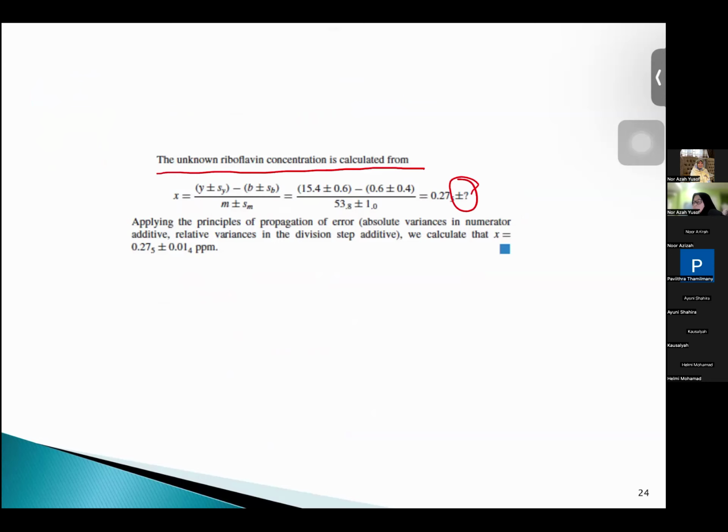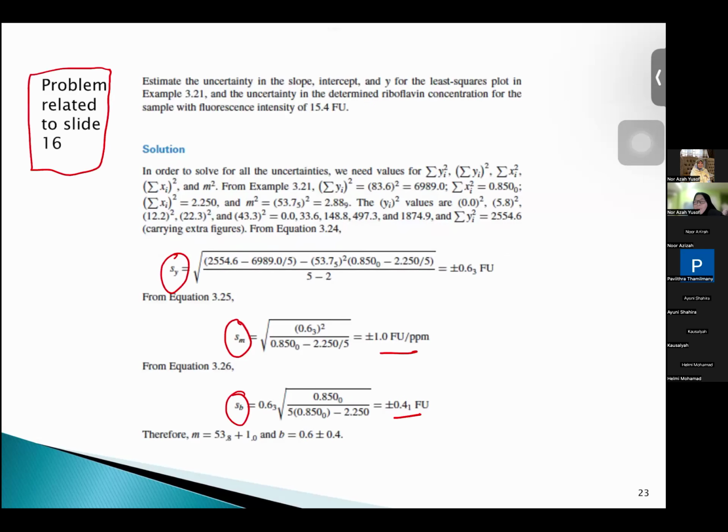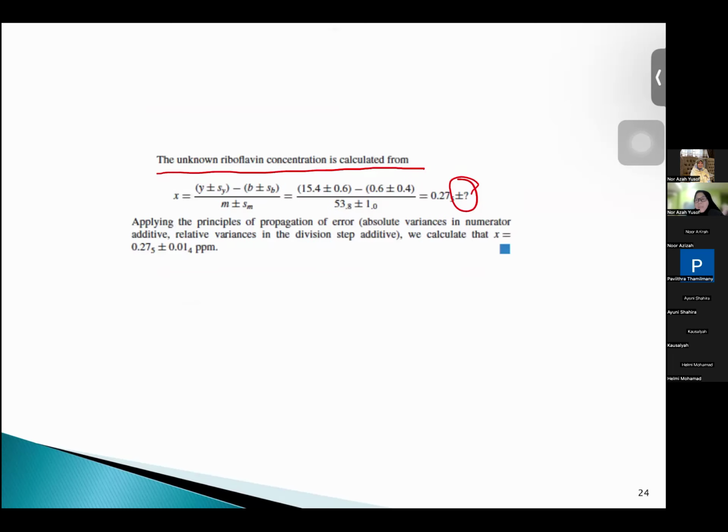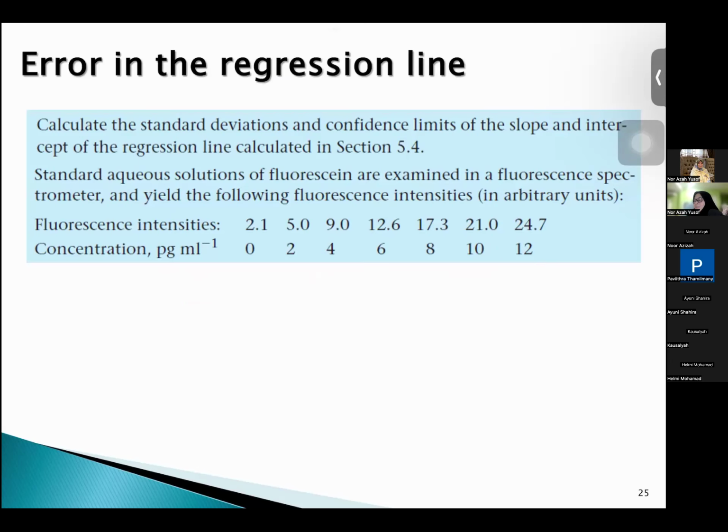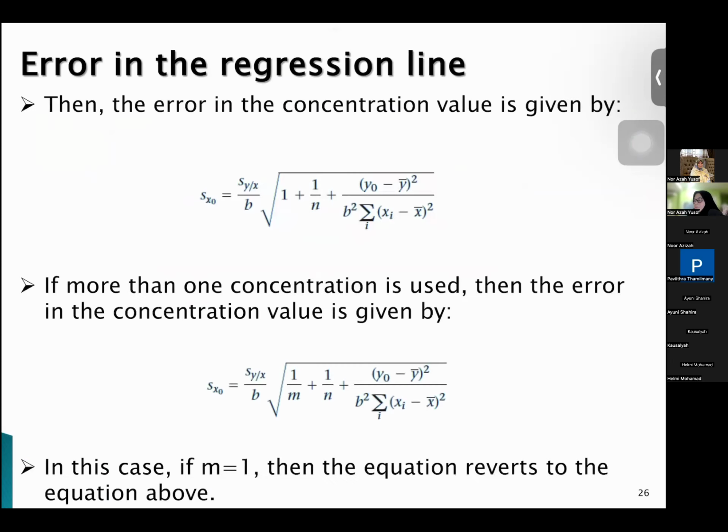It's a bit complicated because we didn't discuss the propagation of error. If we are to use a very detailed one, then I never use this complicated standard deviation for slope, for y, for intercept, and for the unknown sample. All right, this one also has been solved for you.